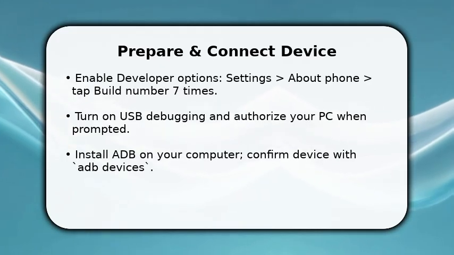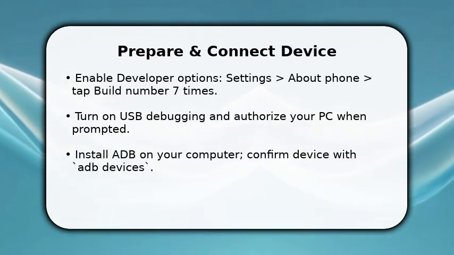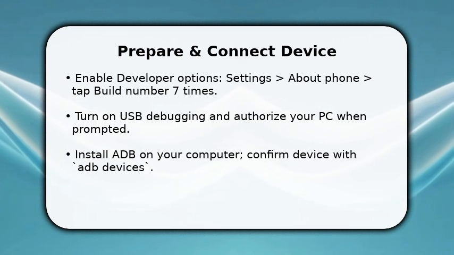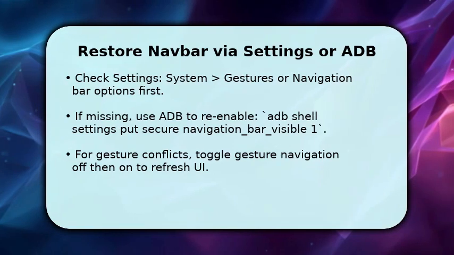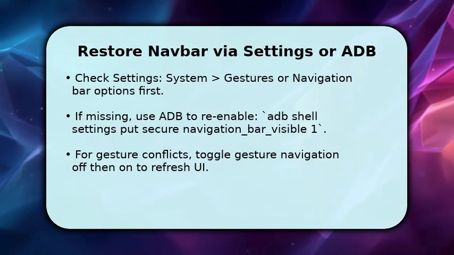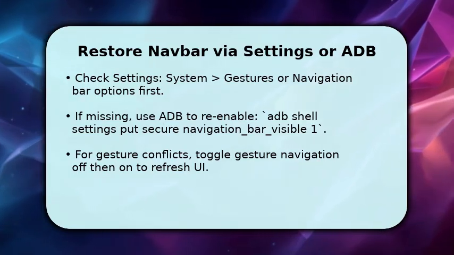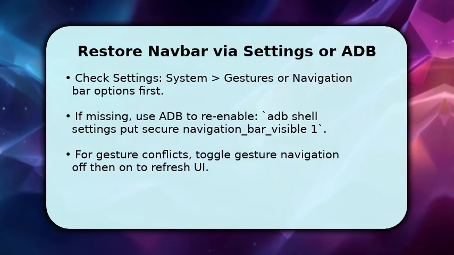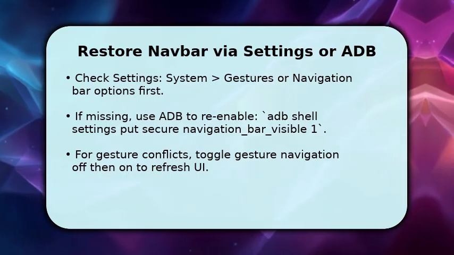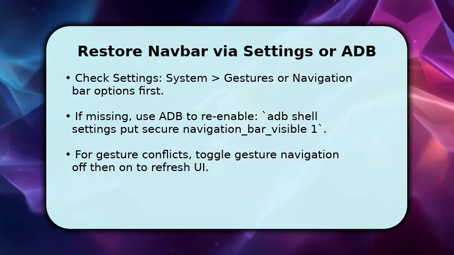Make sure the phone stays awake and unlocked while you proceed. Otherwise, commands can fail or time out. You now attempt the change either inside settings or with ADB when the option is hidden. First, look under System Gestures or Navigation Bar options and toggle the on-screen buttons back.